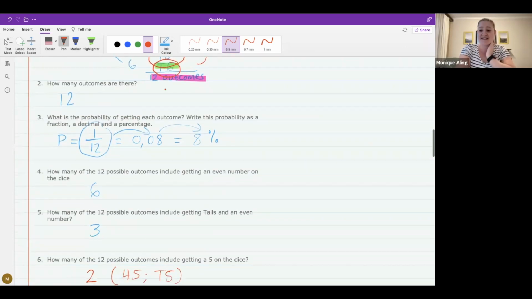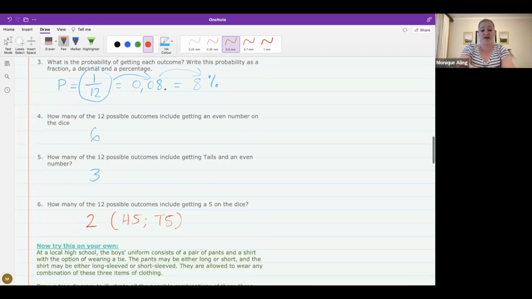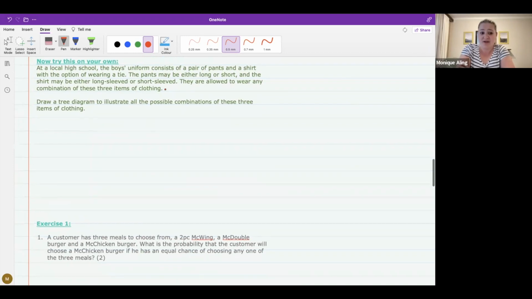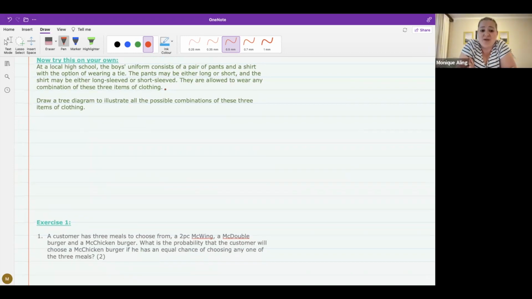Nice, guys. So it looks like you're understanding this. So now we're going to try this one on your own. At a local high school, the boys' uniform consists of a pair of pants and a shirt with the option of wearing a tie. The pants may either be long or short, and the shirt may be either long sleeve or short sleeved. They are allowed to wear any combination of these 3 items of clothing. Draw a tree diagram to illustrate all the possible combinations of these 3 items of clothing.